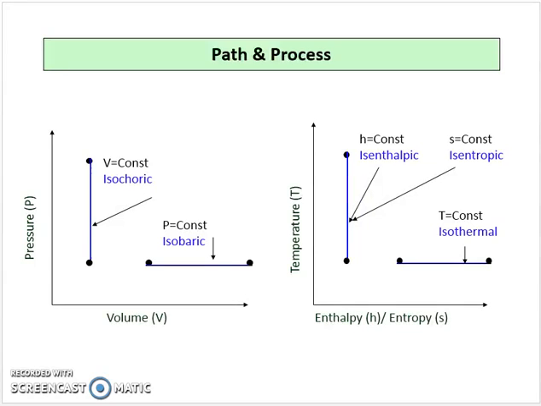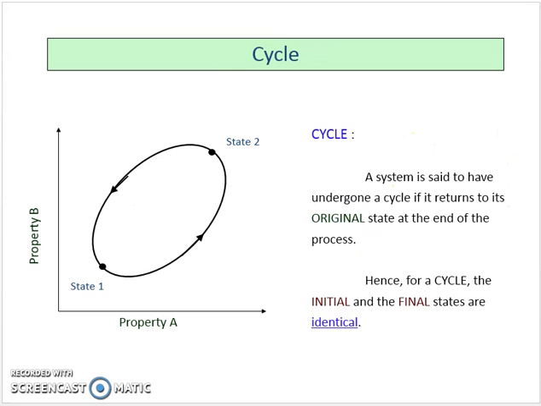These are the various types of process. If the volume is constant, it is known as an isochoric process. If the pressure is constant, it is an isobaric process. If the temperature is constant, it is an isothermal process. If the enthalpy or the entropy remains constant, it is known as an isenthalpic or isentropic process respectively.